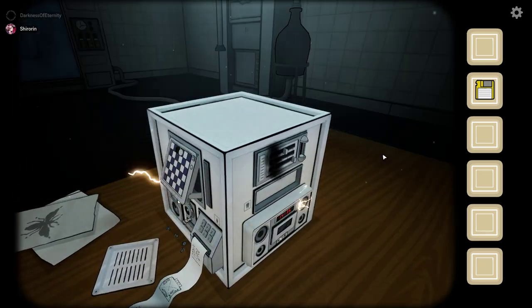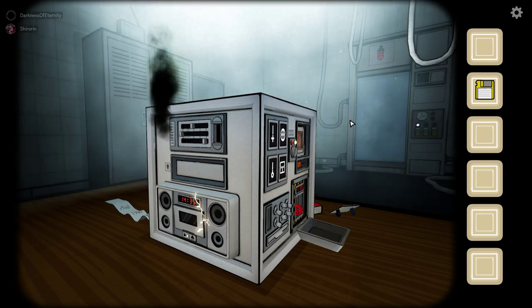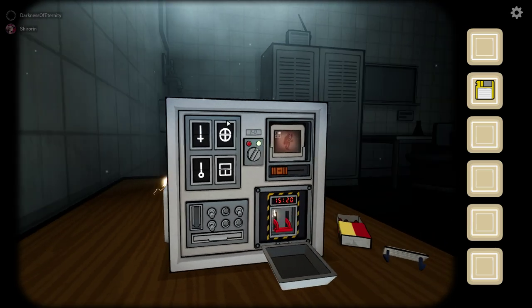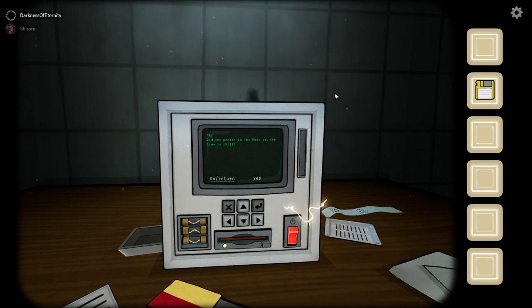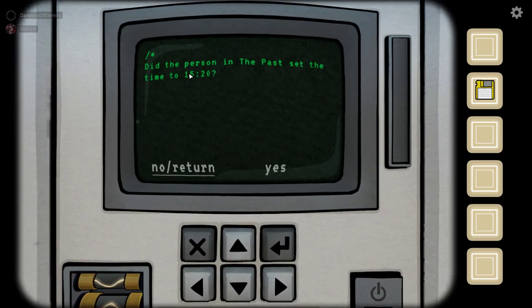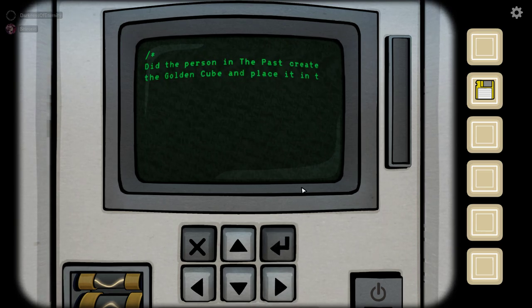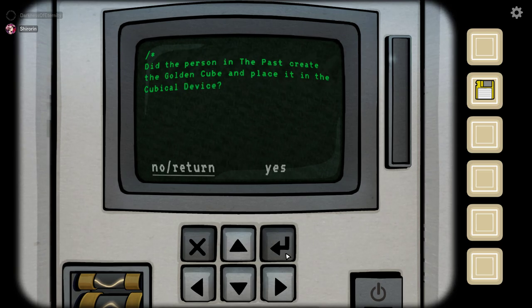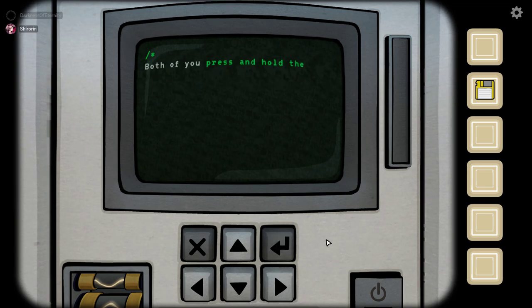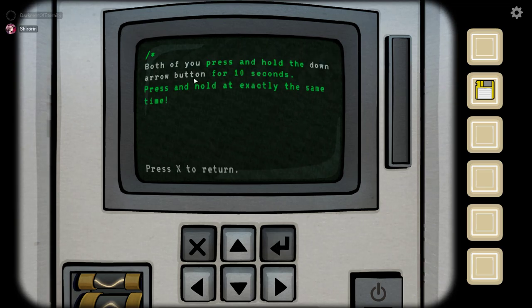Stuff is happening here. Ooh. Okay, I got the golden cube. Is the person in the past at time 3:20? Yes. Okay. Did the person in the past create the golden cube? Yes, I did. Okay. Both of you press and hold the down arrow button for 10 seconds. Are you ready? Okay. Yeah. 1, 2, 3, go!